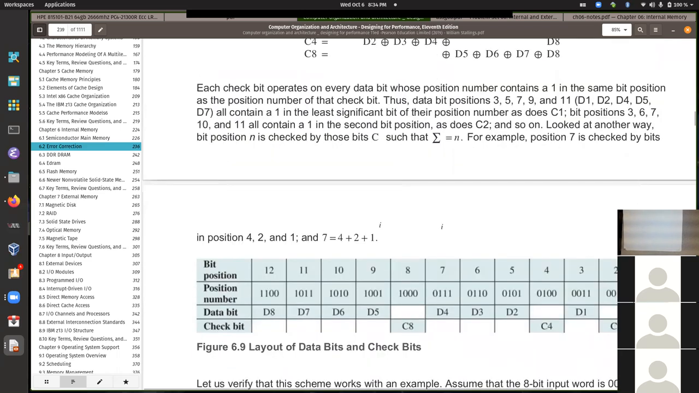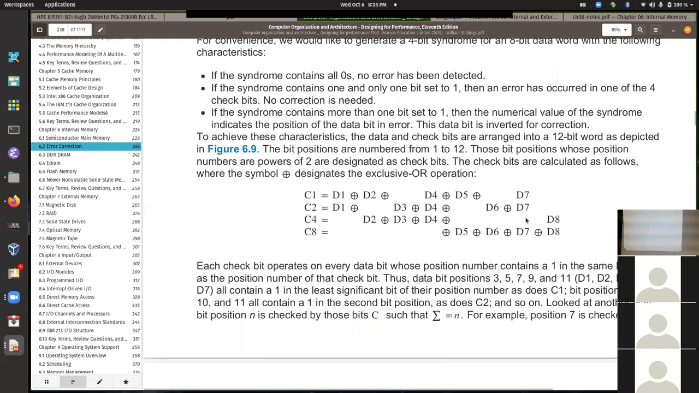And check bit 2 gets the ones whose position number has a 1 in the second bit here. So check bit 2 is going to be getting digit 1. It's going to be doing an XOR, or checking the combination, of digit 1, digit 3, digit 4, digit 6, and digit 7. All right, so that should be the same as what was shown up here.